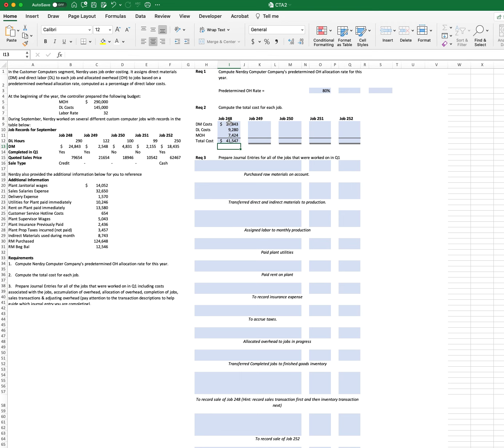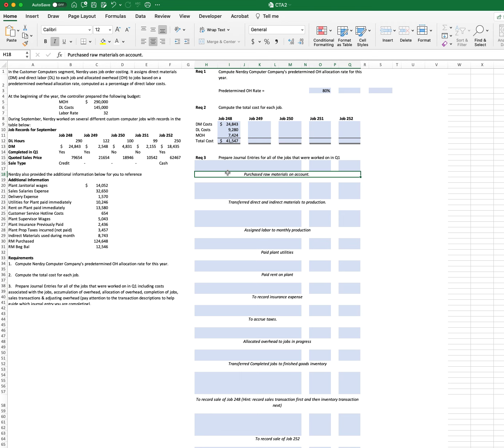And then when you get all of these done, you can come down to requirement 3, where you're preparing journal entries for the jobs that were worked in Q1, and these in italics centered below each journal are the descriptions that are explaining to you what should be happening in the transaction.